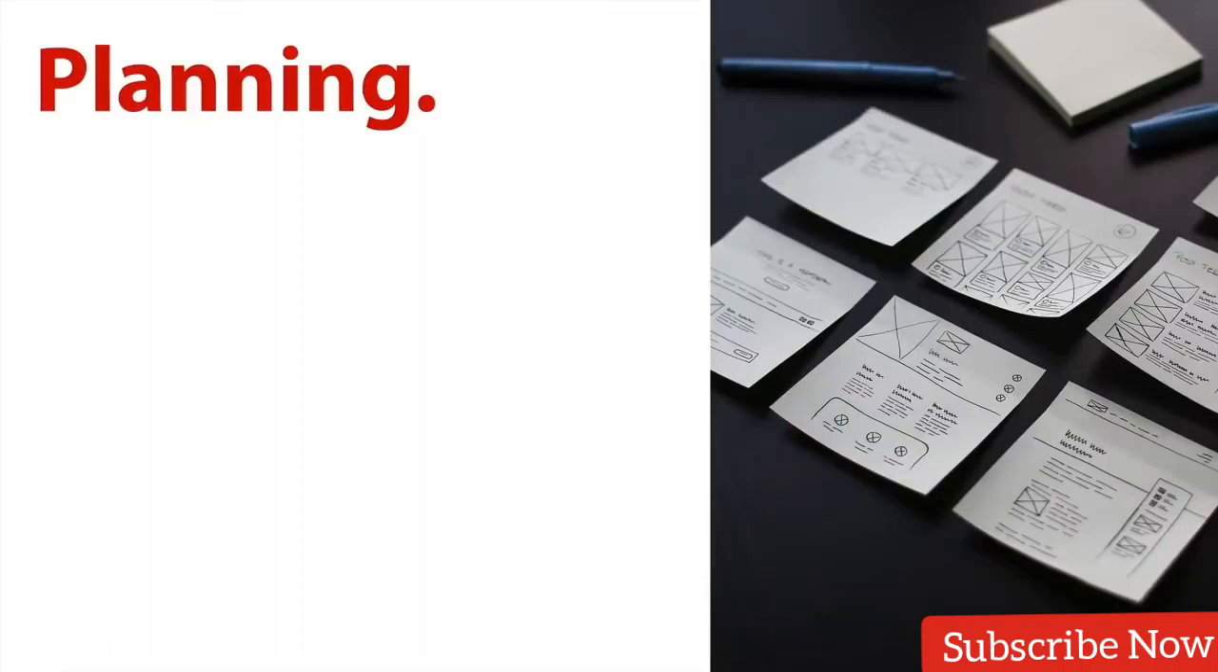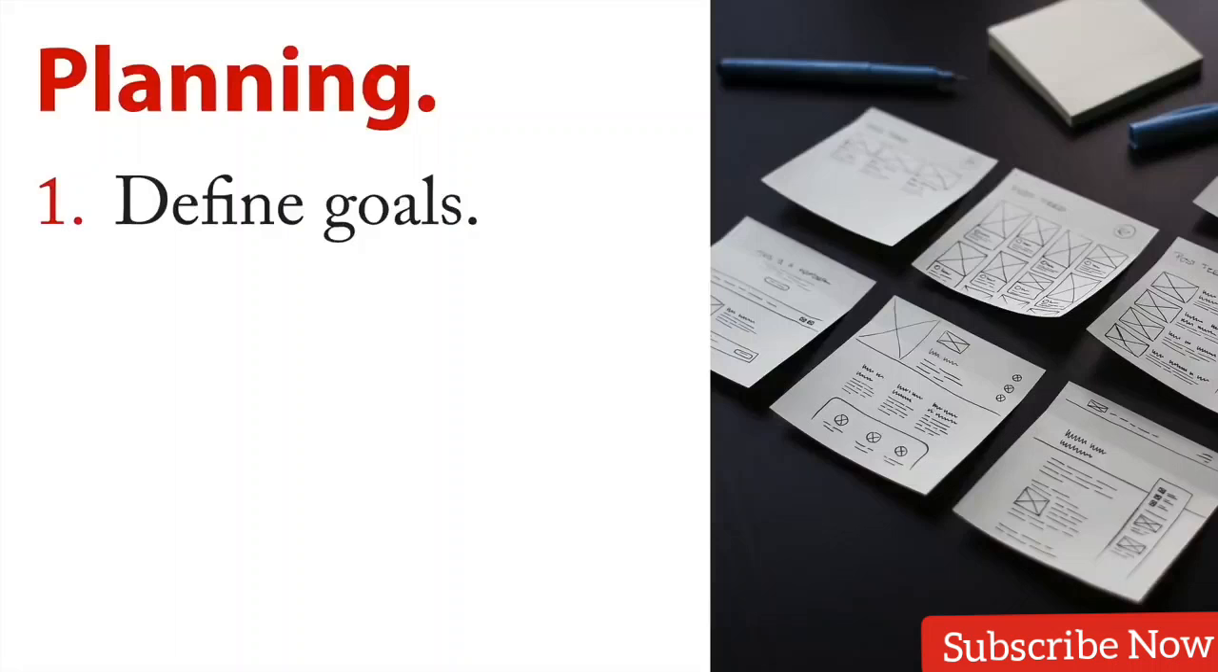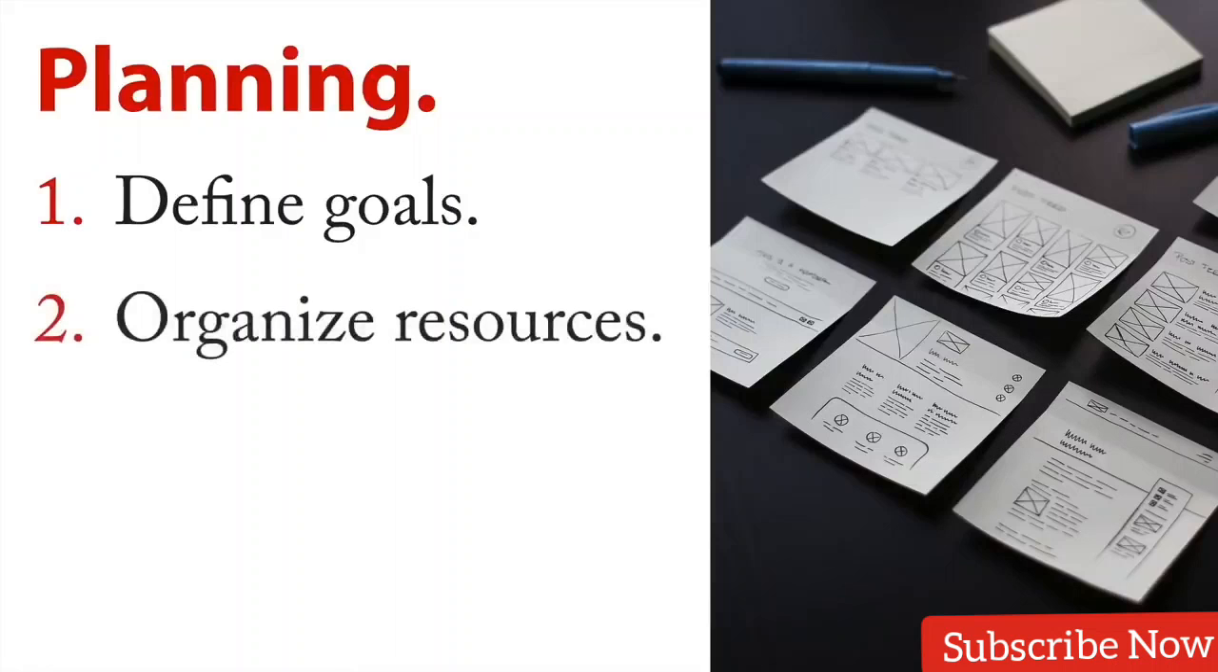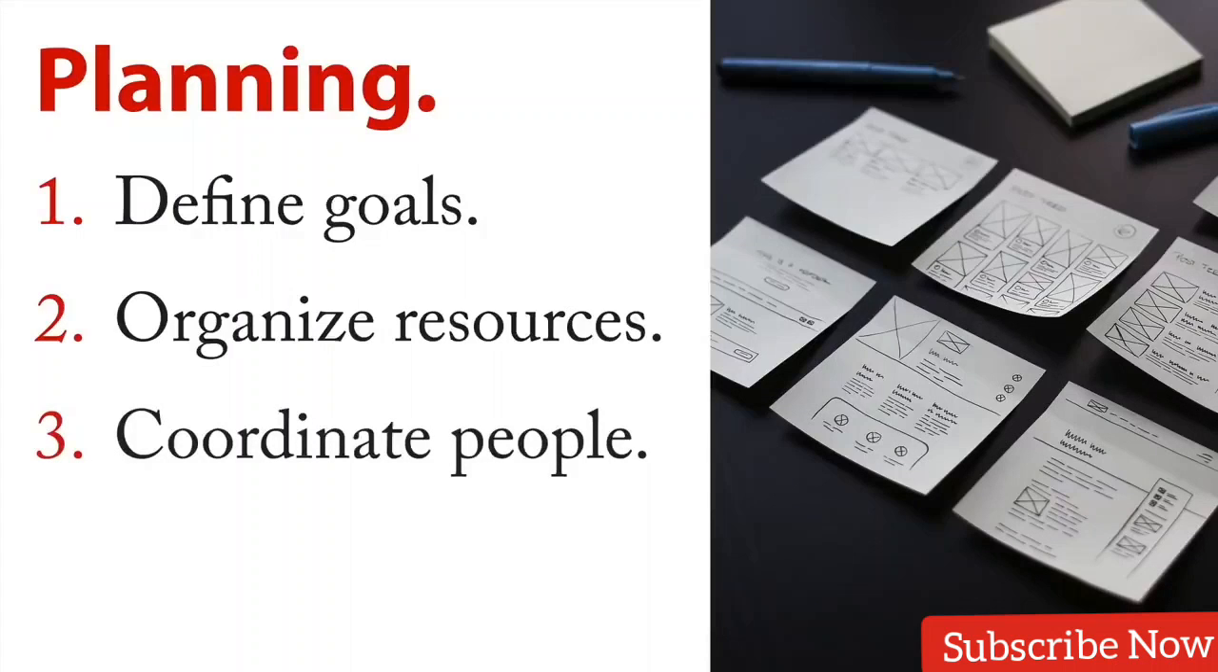The first thing you need to do is define the goals of your project so you know how to use your resources well, and also so you know when you're done. Second, you need to organize your resources. So you might have data from several different sources. You might have different software packages. You might have different people, which gets us to the third one. You need to coordinate the people so they can work together productively.